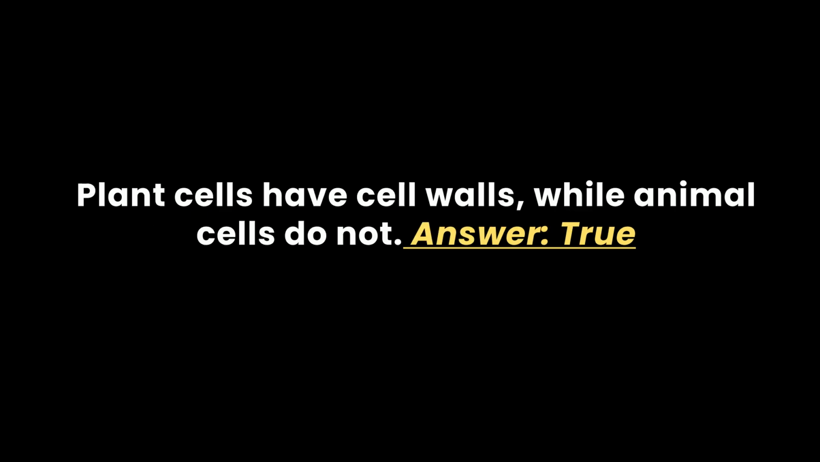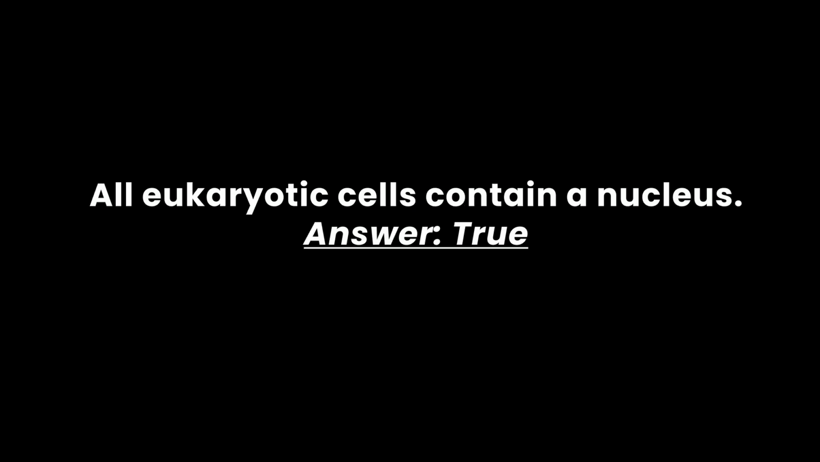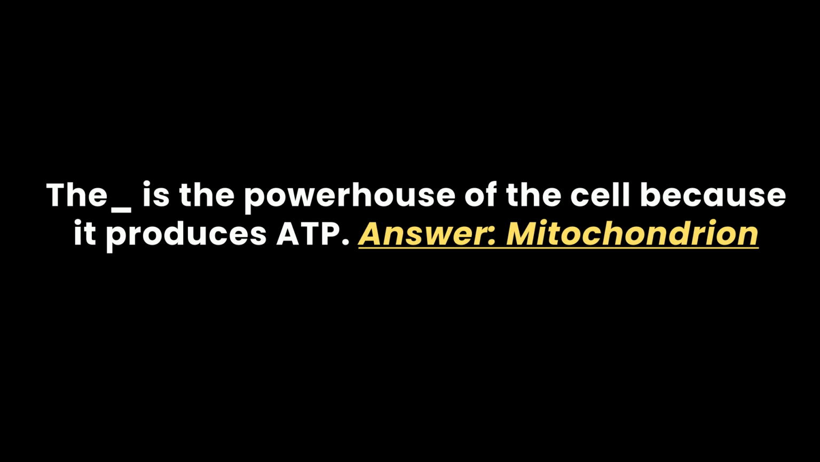Answer: true. Plant cells have cell walls, while animal cells do not. Answer: true. All eukaryotic cells contain a nucleus. Answer: true. Fill in the blank questions. The underscore is the powerhouse of the cell because it produces ATP.